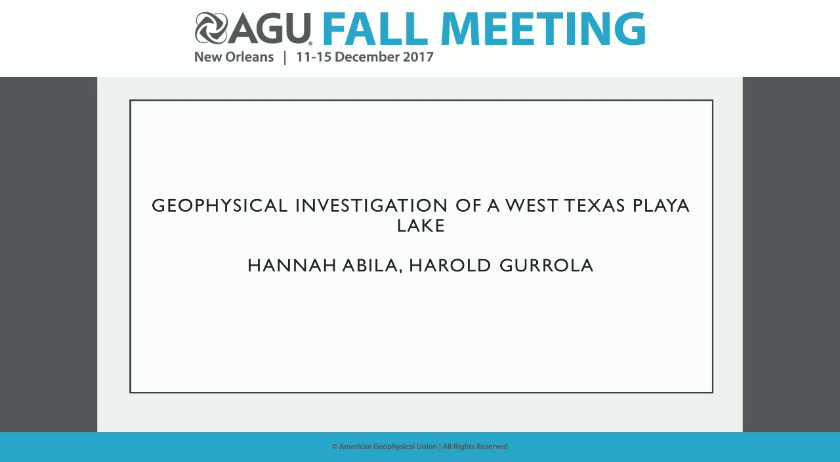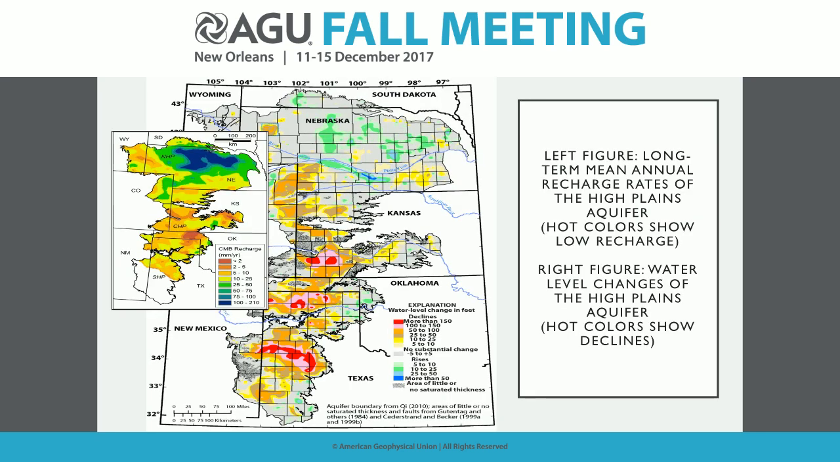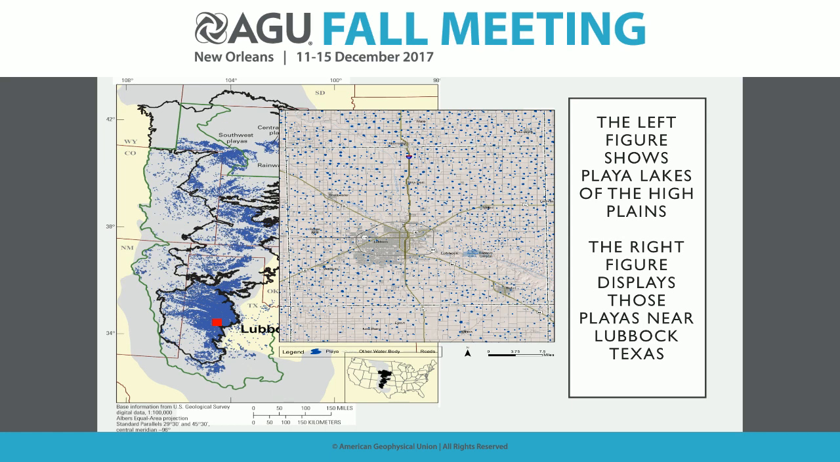The primary goal of our research was to investigate the West Texas playa lakes and how recharge is important. Here on the left, we have the long-term mean annual recharge rates of the High Plains Aquifer. The majority of the low recharge is in the Oklahoma Panhandle and parts of Kansas. And over here on the right, we have the water level changes of the High Plains Aquifer. The hot colors show decline, which is mostly in the Southern High Plains.